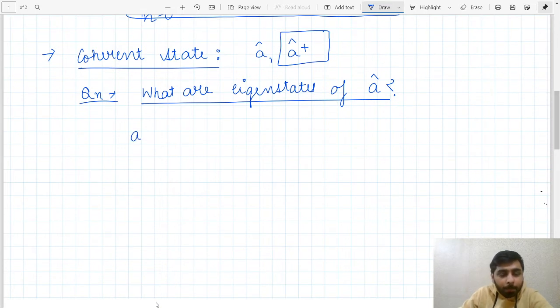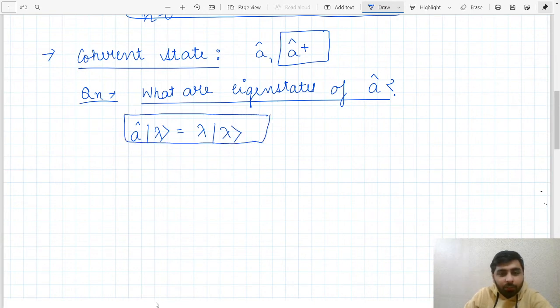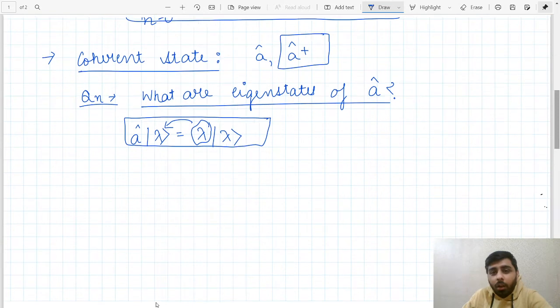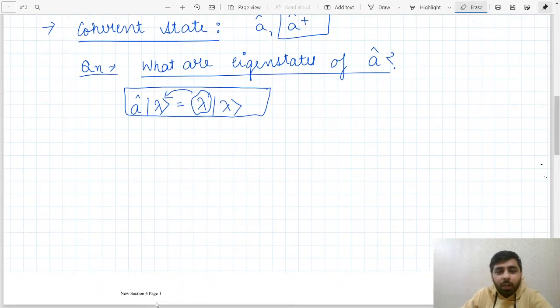So A, let's say that this is the eigenstate of this, and we get a particular eigenvalue lambda, and so this must be the eigenvalue equation for the annihilation operator A. And now we just need to find out what this eigenvalue lambda is and the eigenvector corresponding to it, that is ket lambda.